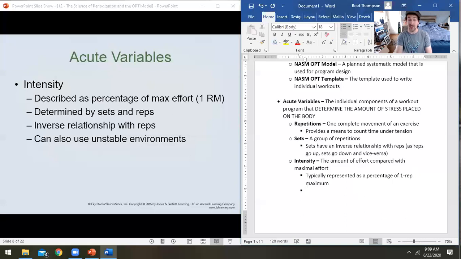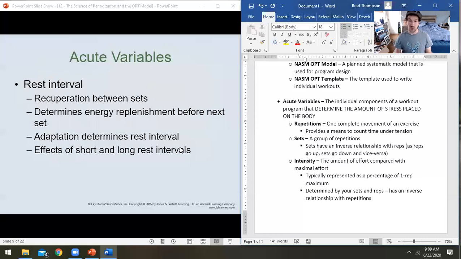This also has an inverse relationship with sets and reps. So it is determined by your sets and reps and has an inverse relationship with repetitions, right? So again, as your reps go up, your intensity has to go down. If your intensity goes up, then your reps will go down. If you were lifting for your 5 rep max and you slap an extra 10 pounds on there, it ain't gonna be your 5 rep max anymore. You're probably gonna be doing maybe 1 or 2 reps.